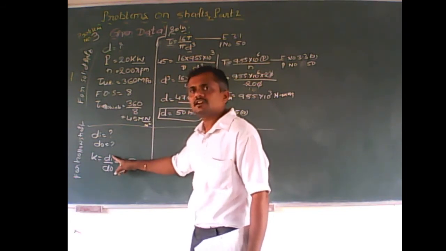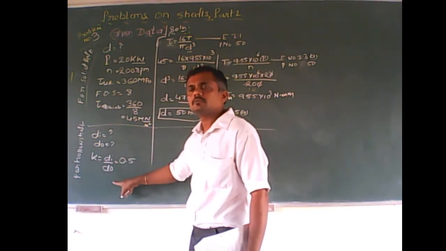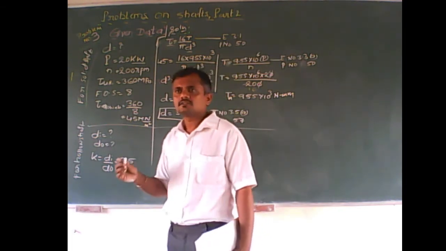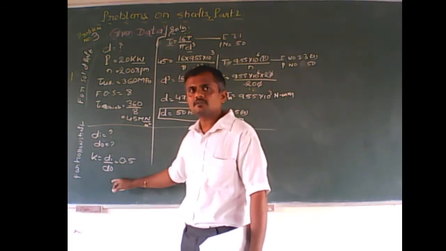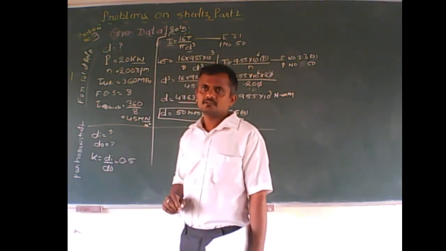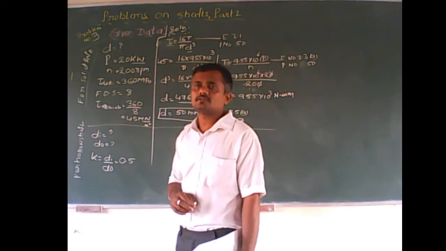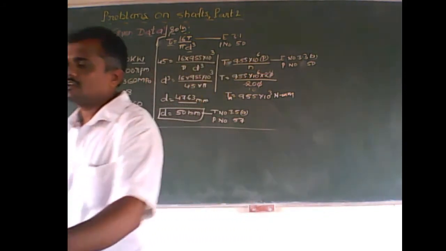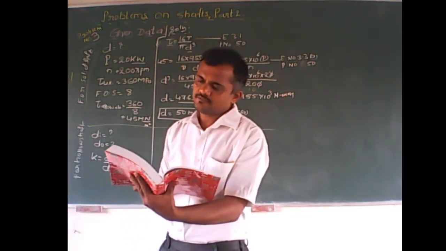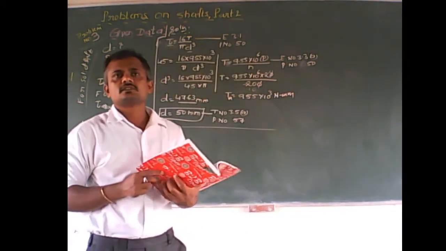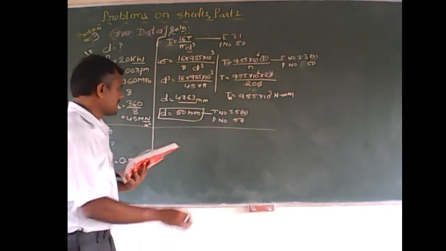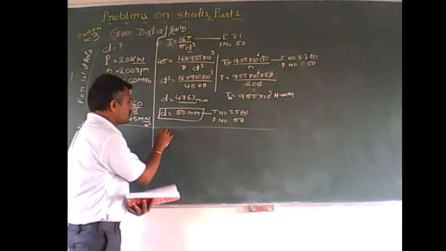If the inside diameter is 16, outside diameter will be 32. It will become again 0.5. Suppose inside diameter is 20, outside diameter will be 40. So 20 by 40 is 0.5. So we have to check what the outside diameter will be. Here in the design procedure, I told you about hollow cylinders or hollow shafts also. So this equation you can use for a hollow shaft.